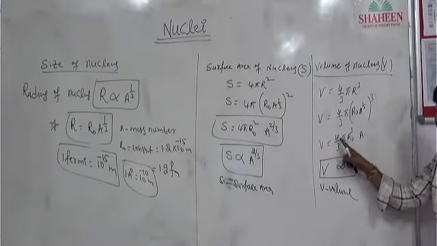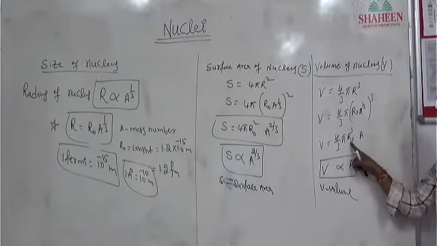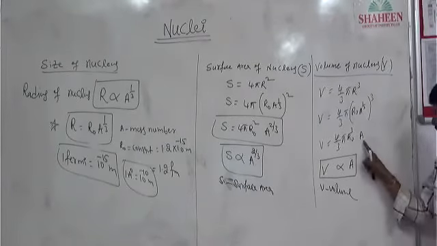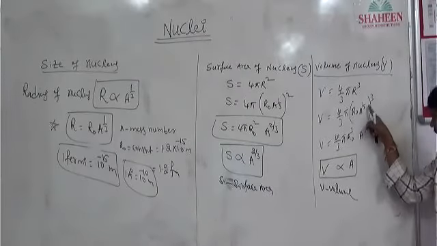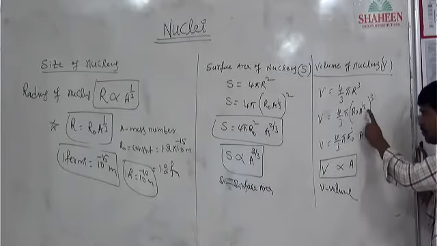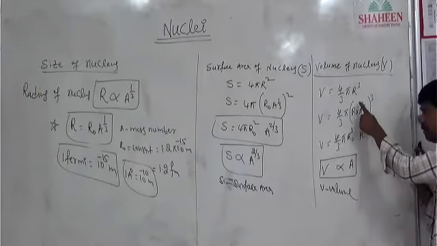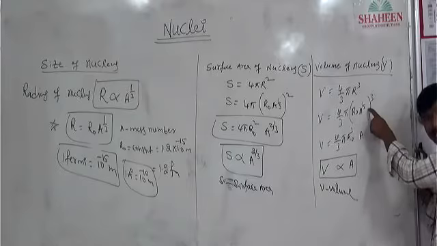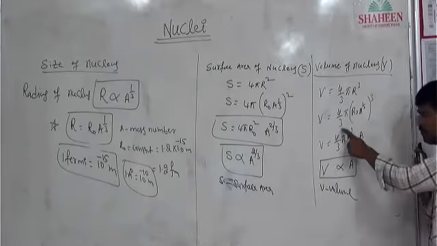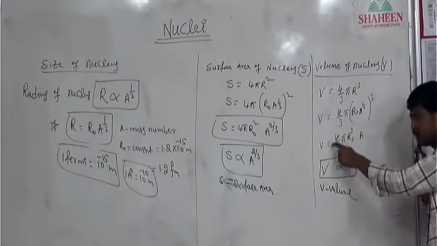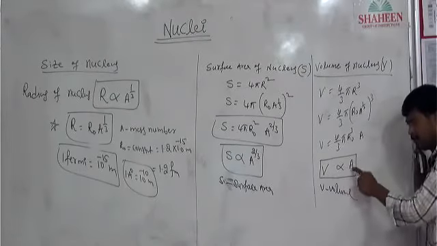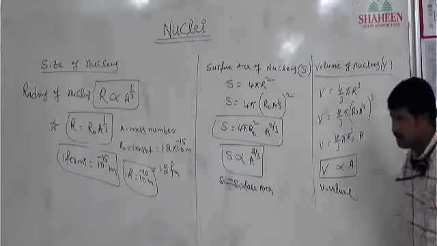Then 4 by 3 pi R naught cube, A power 1 by 3 whole power 3. The 3 cancels out, then A only. Remember this is A power 1 by 3 only, R naught is not raised to power 1 by 3. It is simply R naught into A power 1 by 3. That's the reason the 3 cancels for A only. Now 4 by 3 pi and R naught are anyway constant. So V depends only on A. V is directly proportional to A. V is volume, S is surface area.